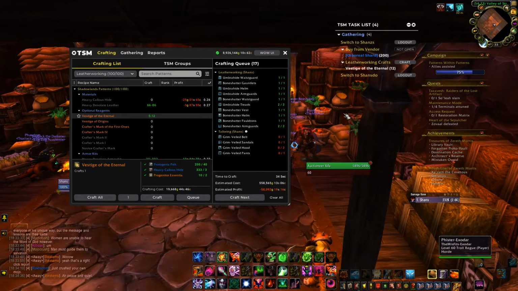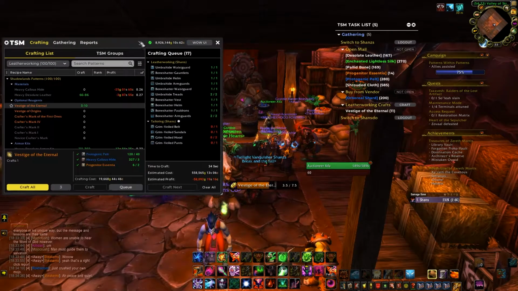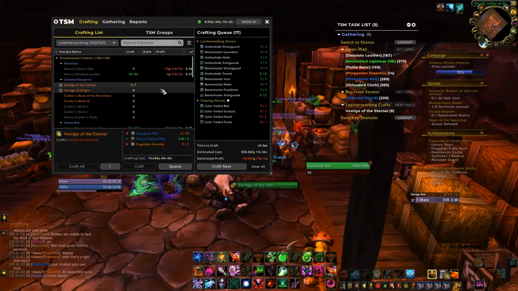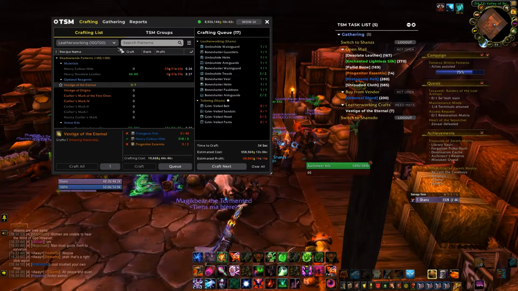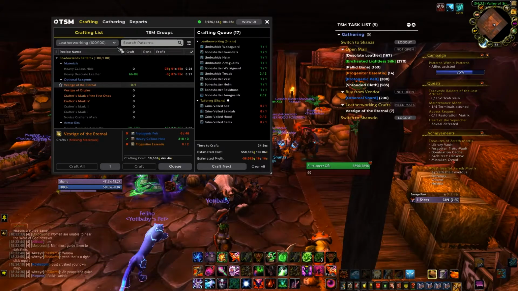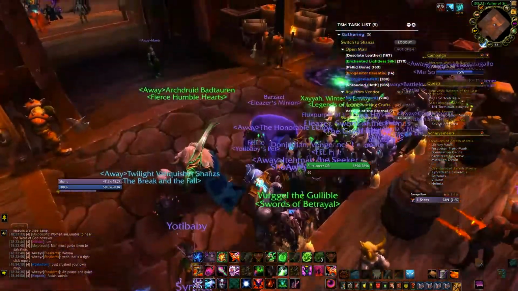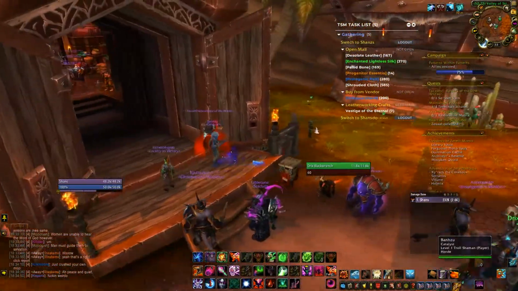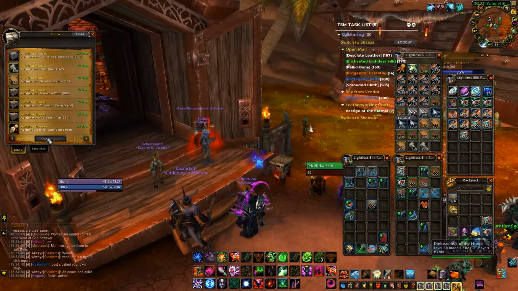So it says I need to craft some vestiges of the eternal. Let me just craft as many as I can right now. So it's only going to take a few seconds. It looks like I can only do 5, not the full 12 I think it said I need. That's fine. Normally I would get everything together. And you can see since I got those items from the auction house, it says go open your mail because I need those items from the mail.